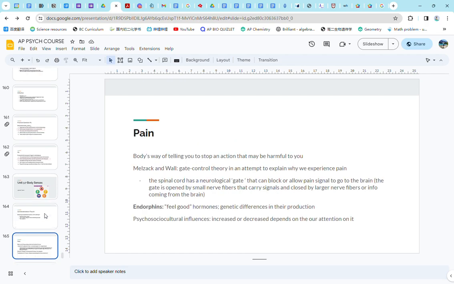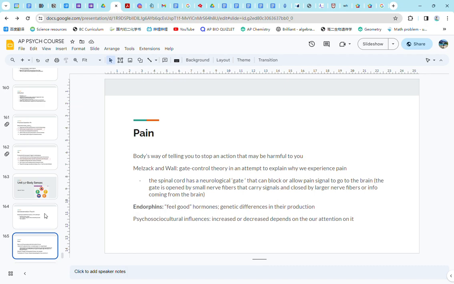Now we have pain. Just as smell and taste are essential for your survival, pain is your body's way of telling you to stop an action that may be harmful to you, or to get yourself to a doctor because there's something wrong inside your body. Some people are born without a sense of pain, and unfortunately, they often die early because their brain doesn't get the message that something is wrong. Imagine if your appendix bursts and you don't even feel it.